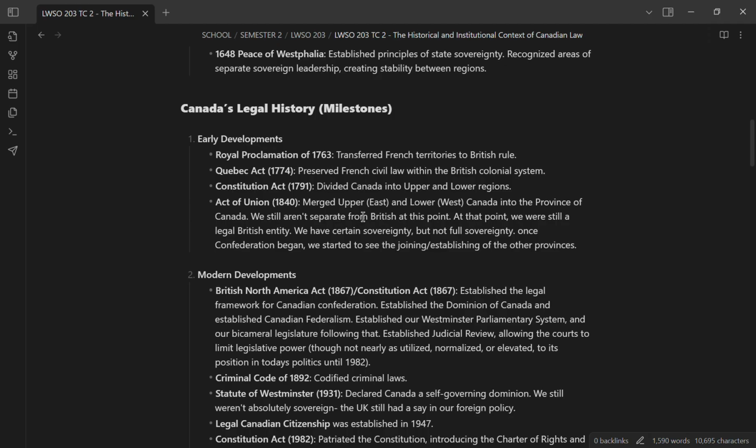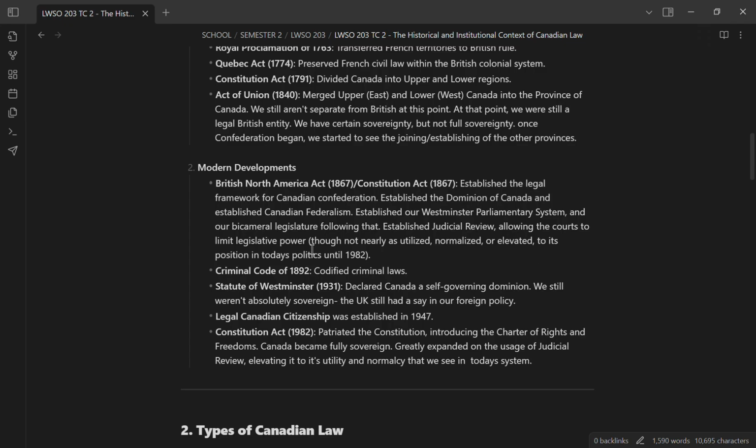So just before we move on to modern, again, early developments: we had the Royal Proclamation of 1763, French to British rule. Quebec Act of 74, preserving French law. Constitution Act of 1791, splitting Canada into upper and lower, and the Act of the Union in 1840, merging east and west, or upper and lower, into the province, but we still weren't completely sovereign. We were still a British entity. Now, modern developments, right? These are all very important for today.